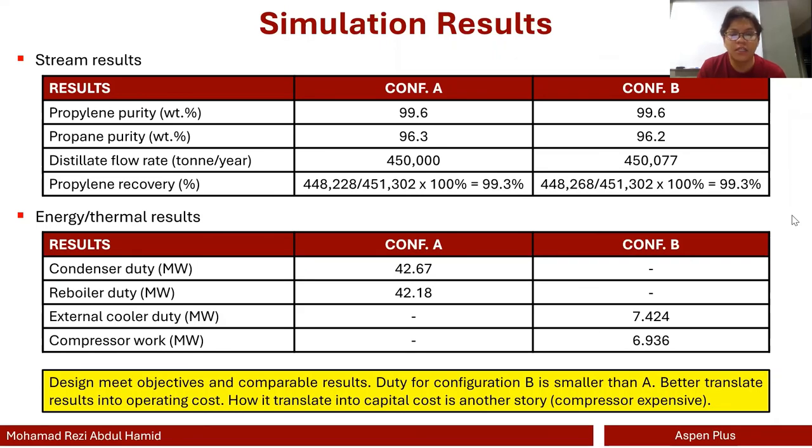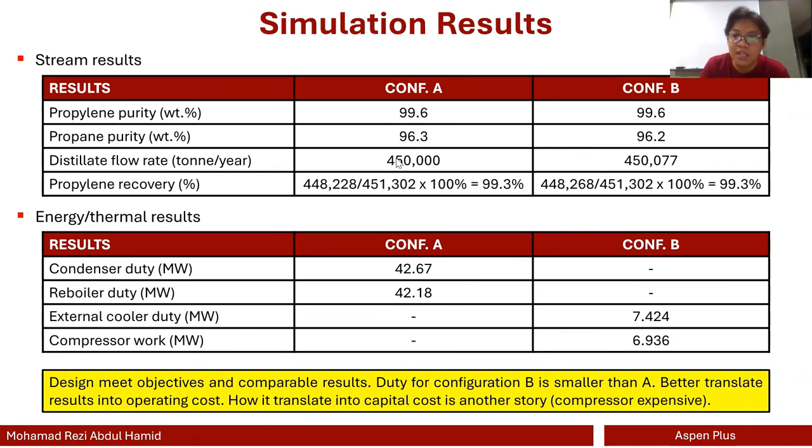So guys, these are my simulation results which I have compiled, and as you can see from the first table, for configuration A, I was able to get 99.6. Same goes with configuration B. Purity 96.3 and then 96.2, meeting the requirement of HD5 grade propane and polymer grade propane.